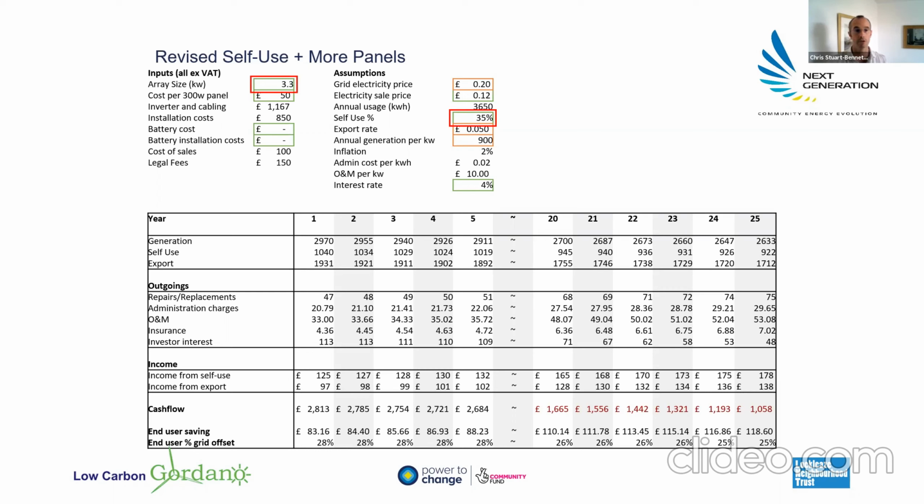Again, the cash flow numbers continue improving. We're now down to only £1,600 in the red. Those numbers need to get into the green, so positive figures, before this is really a viable scheme.